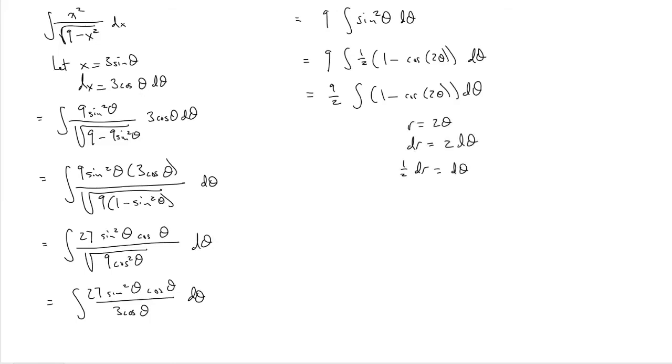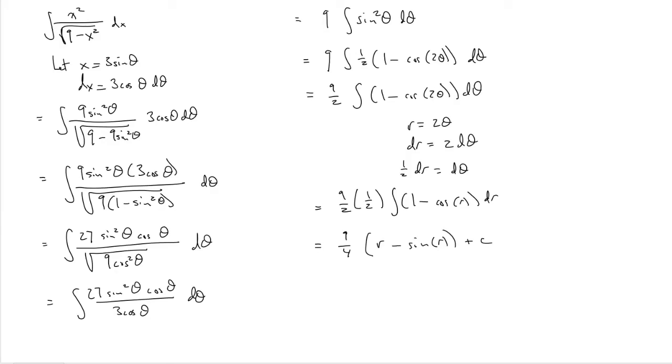If we let r equal 2 theta, then dr is 2 d theta, and dividing both sides by 2, we get that 1/2 dr is equal to d theta. Rewriting the integral in terms of r, the cosine 2 theta becomes cosine of r, and the d theta becomes 1/2 dr, and I've pulled the 1/2 out in front of the integral.